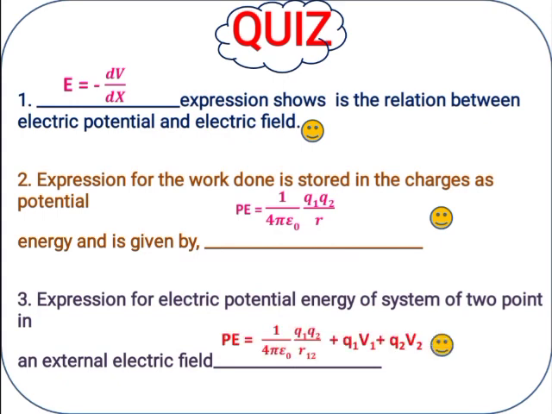Then the third one is the third derivation: PE is equal to 1 by 4 pi epsilon naught Q1 Q2 divided by R12 plus Q1 V1 plus Q2 V2. Based on those three derivations, I prepared these questions, and please remember these expressions. These will help you to solve the numericals.